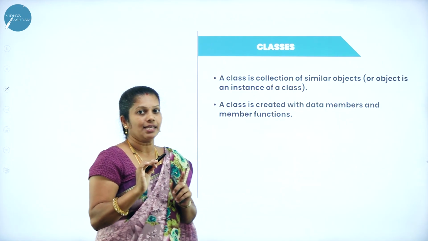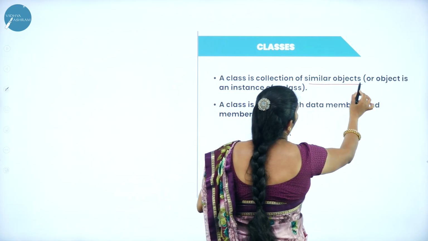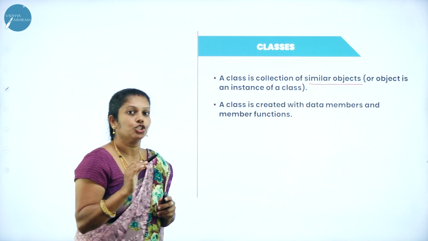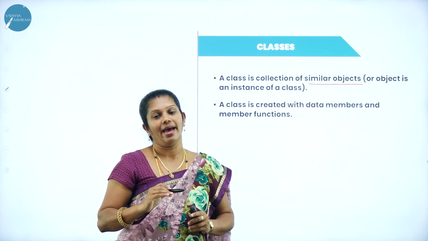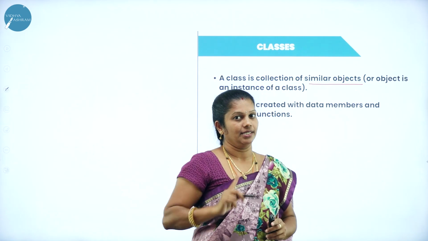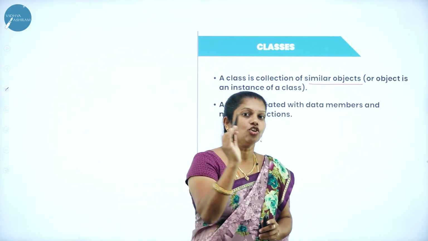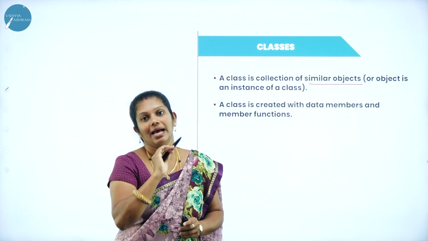Next, we will discuss class. A class is a collection of similar objects, with the same behavior and characteristics. If I consider only one mobile, that is an object. If I consider a collection of mobiles, then it can be called a class.